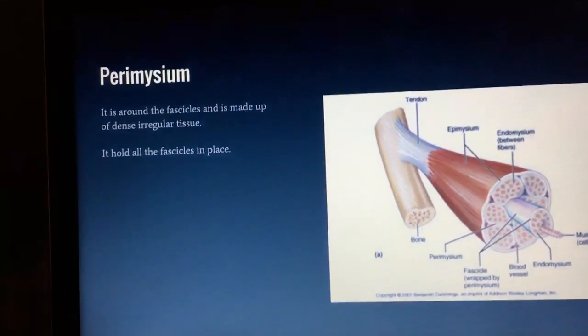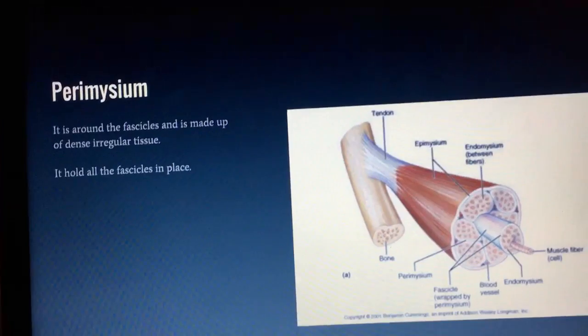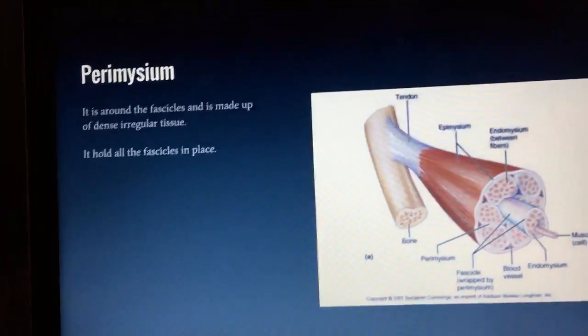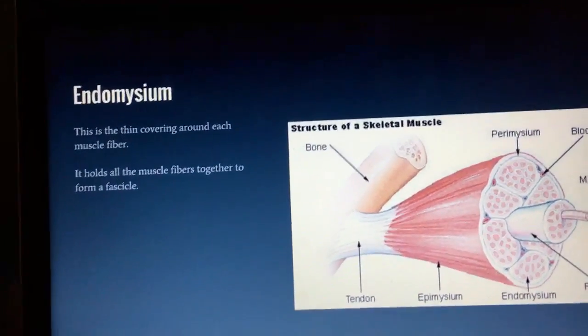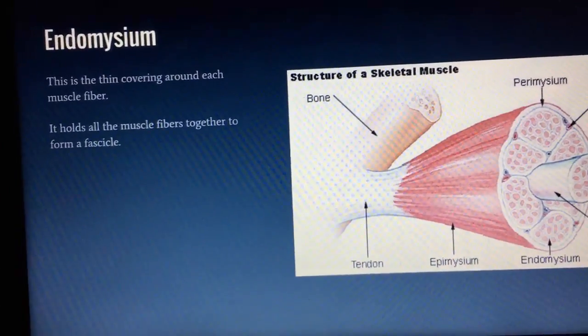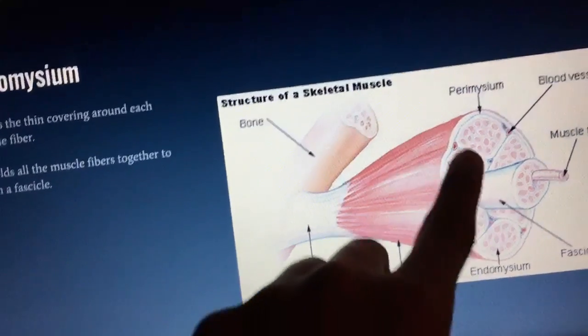The perimysium. It is around the fascicles and is made up of dense, irregular connective tissue. It holds all the fascicles in place, and it's this white area around each of them. Endomysium. This is a thin covering around each muscle fiber. It holds all the muscle fibers together to form a fascicle, and it's around each of the pink dots.